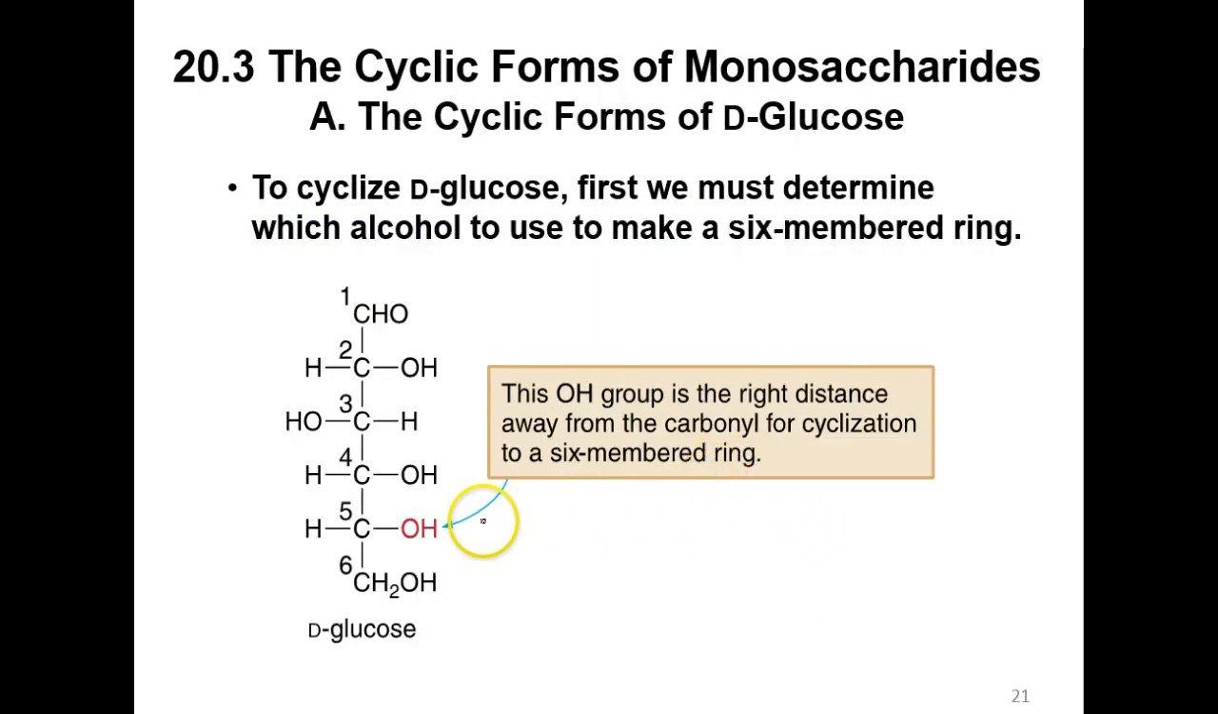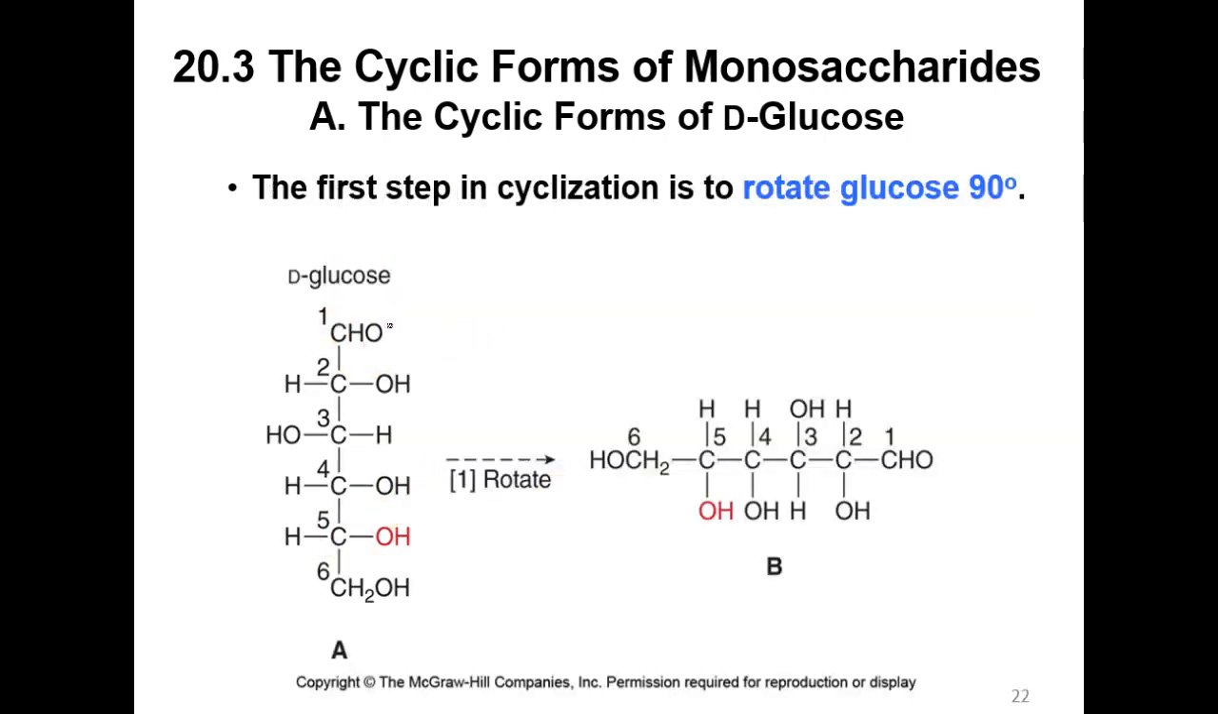Now, when you cyclize, what you're using is that OH that we determined the D and the L on. So it's that OH group that actually cyclizes onto itself onto the aldehyde. So this OH, the OH that determines the D and the L, is the one that closes up onto itself with the aldehyde. All right.